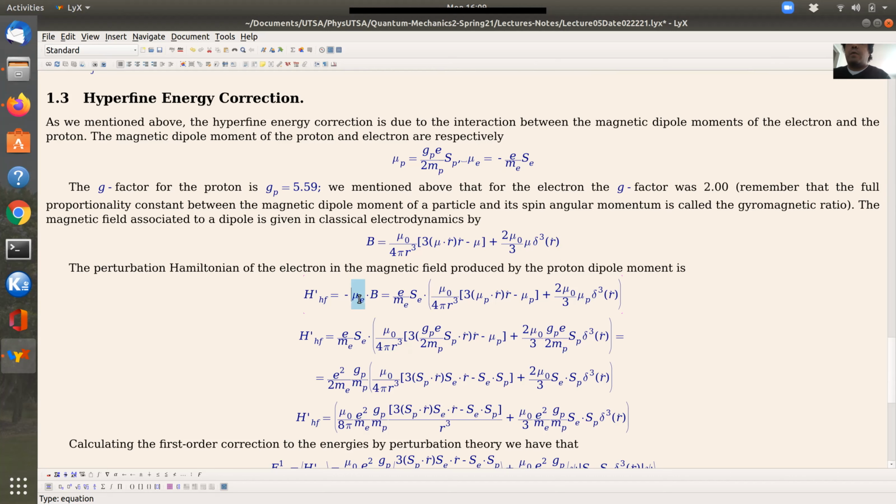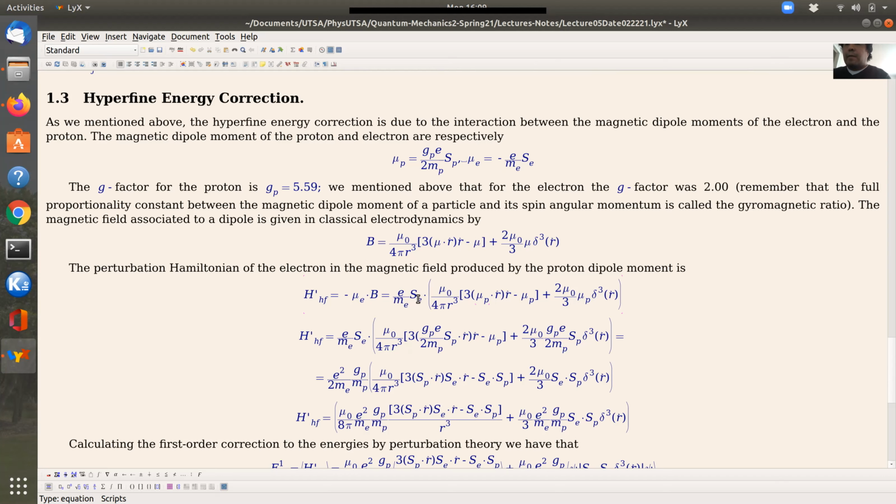Now, in this case, the mu is the magnetic dipole of the electron, and b is related to the magnetic field generated by the proton in the inertial frame due to spin. So that's why on one hand, you're going to have the spin of the electron related to mu e by the proportionality of the gyromagnetic ratio. And then you're going to have the spin of the proton in this case, right? Because this magnetic field is related to the magnetic dipole moment of the proton, and it appears here.